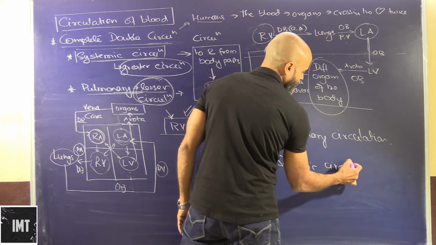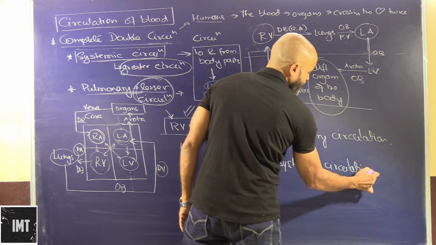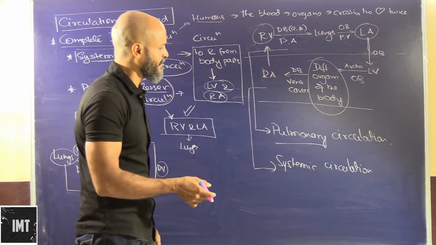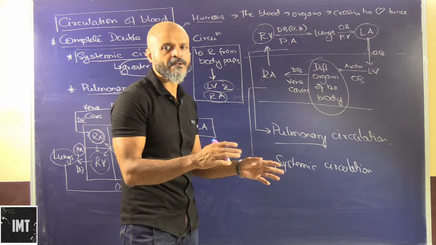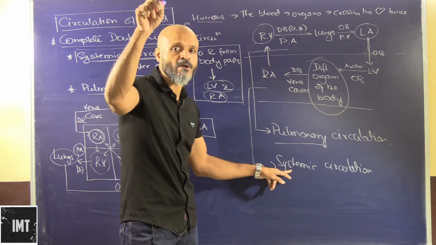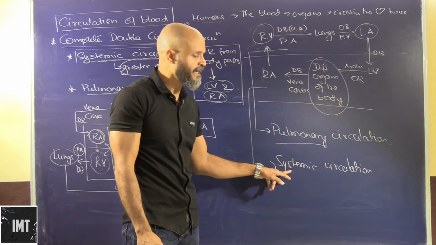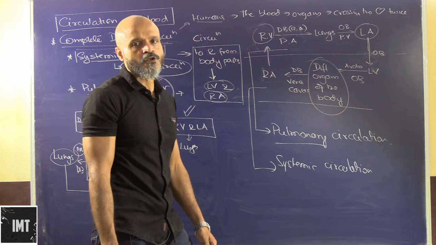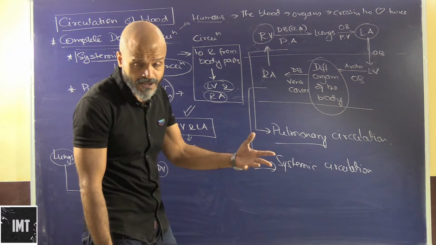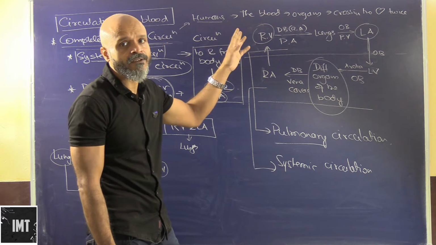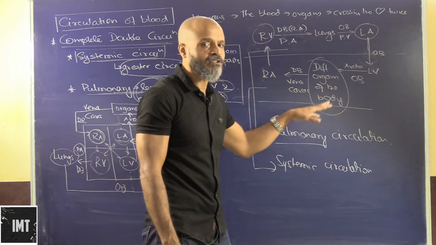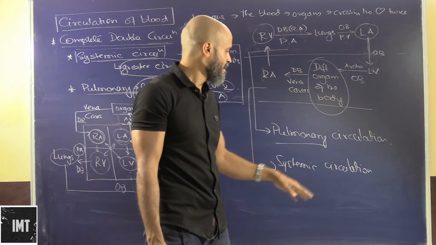If you want to remember this, it's very easy. Pulmonary is something that is connected between the heart and the lungs. Systemic, if you see, the aorta is the systemic arch, so systemic circulation. Through the aorta, the oxygenated blood is pumped from the left ventricle to the various parts of the body, and through the vena cavas it is coming back into the right auricle.